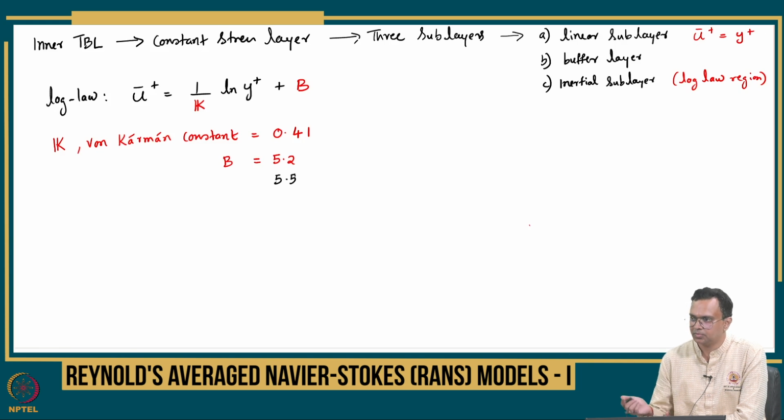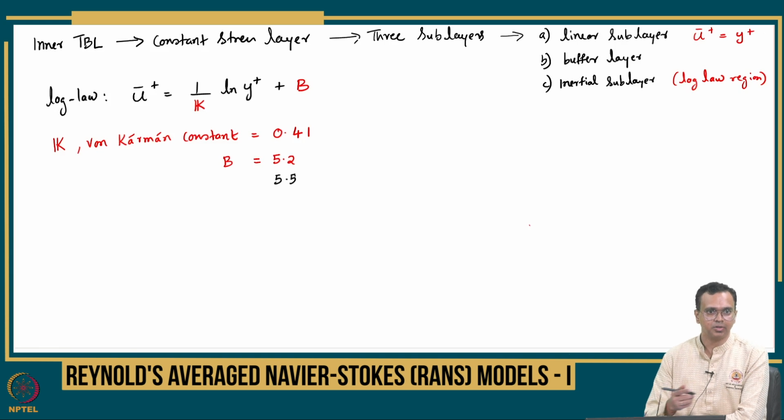Okay, so as I said, it's an empirical correlation, and if you happen to have a flow where your data fits this, it's fine. Otherwise, it's not a problem. You don't have to worry so much about it.